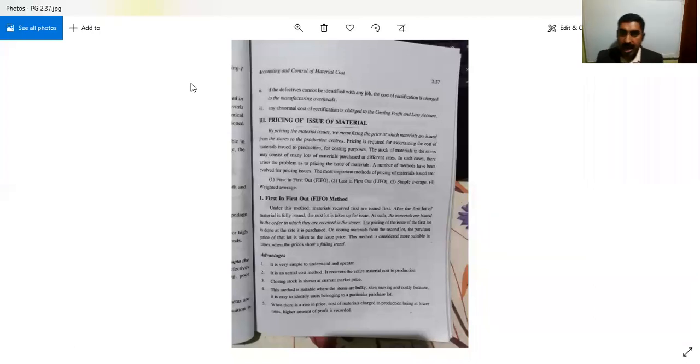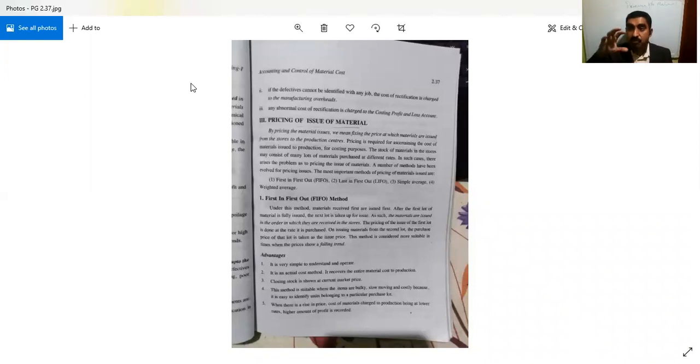Next, we are going to the last part with regard to the maintenance of the material record. Where this is very important, the pricing of the material, how the price is to be fixed. So how the price is to be fixed for each and every material thing. By pricing the material issues, we mean fixing the price at which materials are issued from the stores to the production center. So fixing the price.